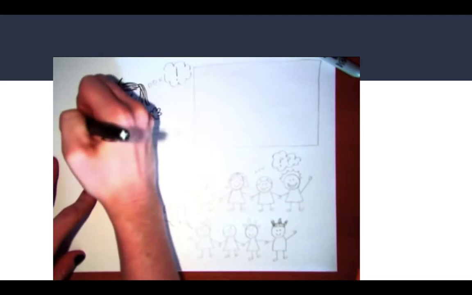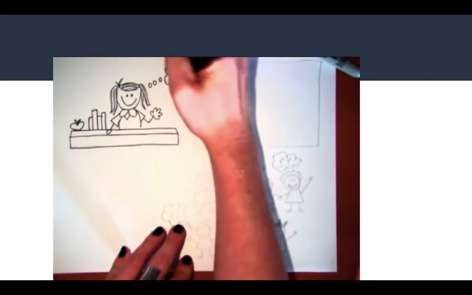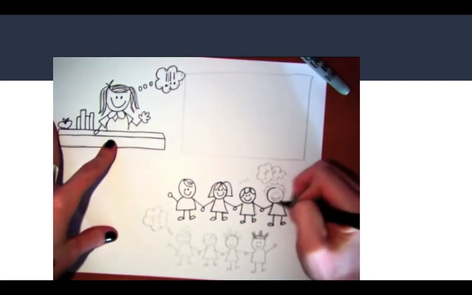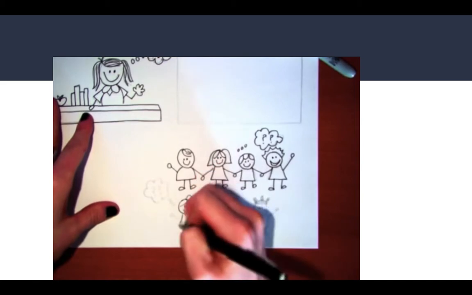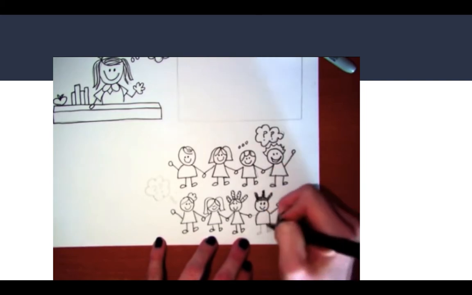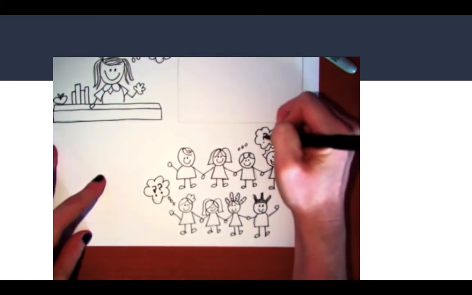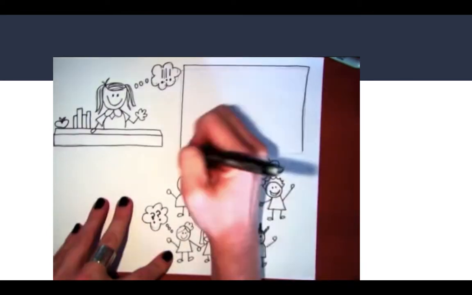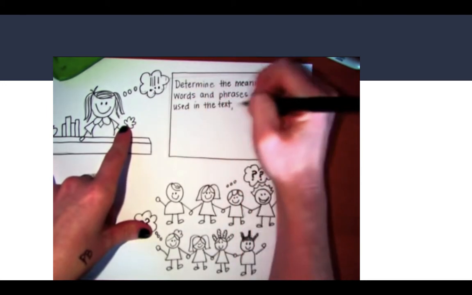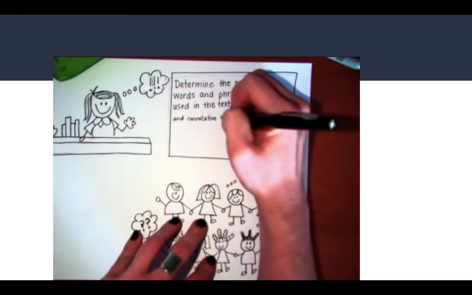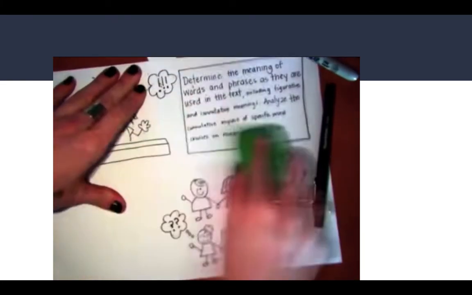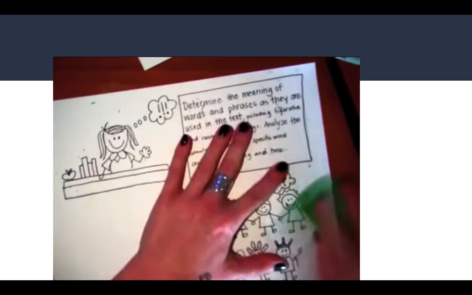Determine the meaning of words and phrases as they are used in the text, including figurative and connotative meanings. Analyze the cumulative impact of specific word choices on meaning and tone. Do you understand what any of that means? Determine the meaning of words and phrases. I wanted my 8th graders to read this standard so you can see how complicated the language is for a student to understand. It's up to us, the teachers, to break down these wordy and complicated standards into small, daily or weekly objectives for our students to master.